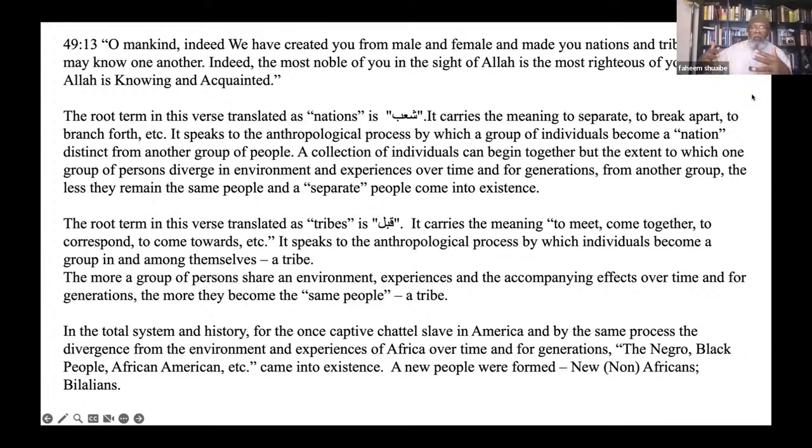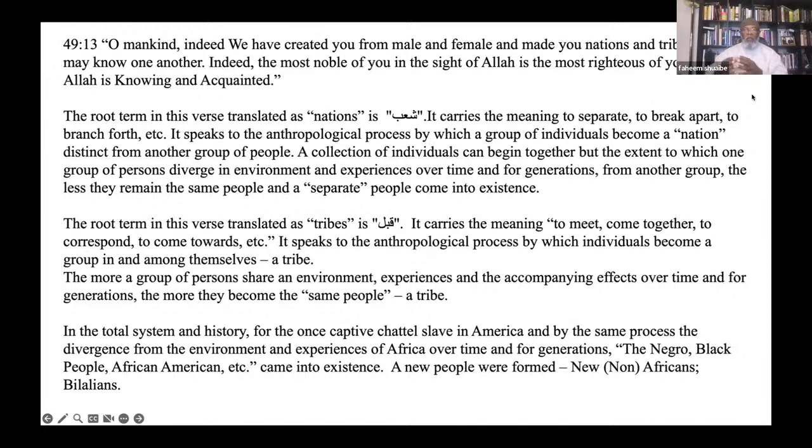It carries the meaning to meet, to come together, to correspond, to move towards, etc. It speaks to the anthropological process by which individuals become a group in and among themselves. And the term for that is a tribe. So you have one larger group, separated into smaller groups, nations, born out of different environment, different experience over generations. So now they were together, but now they're different, right?